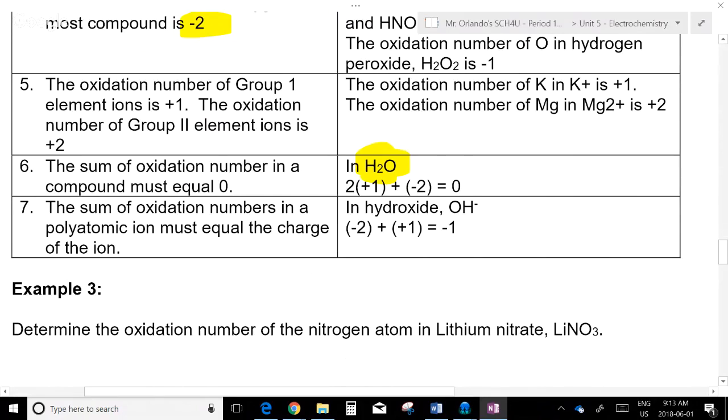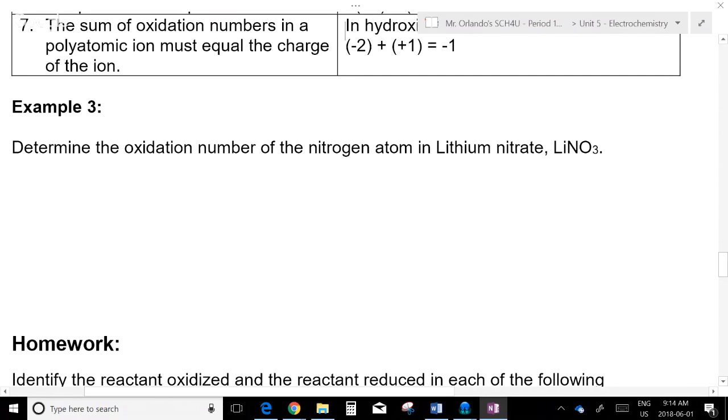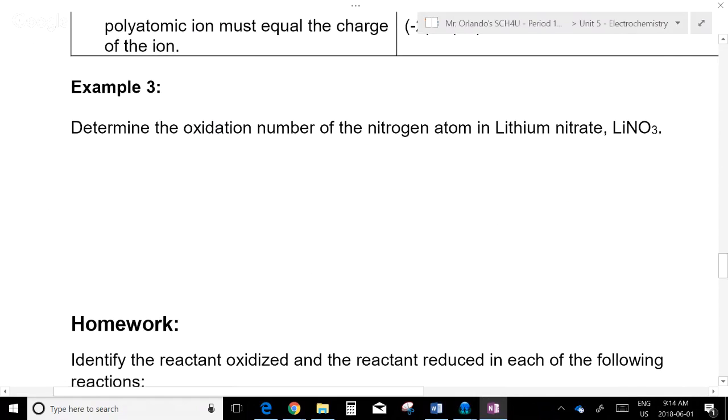So if something has no charge, all of the oxidation numbers have to add up to 0. If something has a charge of -1, then the oxidation numbers have to add up to -1. If something had a charge of -4, the oxidation numbers would have to add up to -4. Does that make sense? It's a lot easier to just actually do this stuff, which is why I'm now going to shut up. We're going to do one example together, and then I'm going to leave you with some homework. Does that make sense?